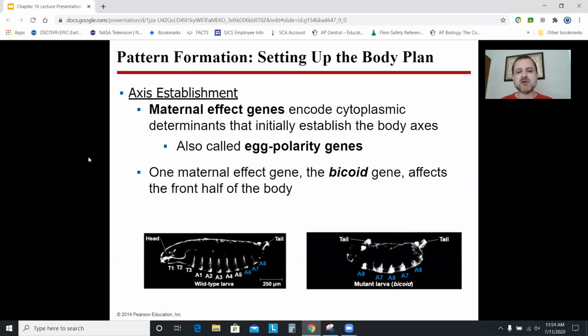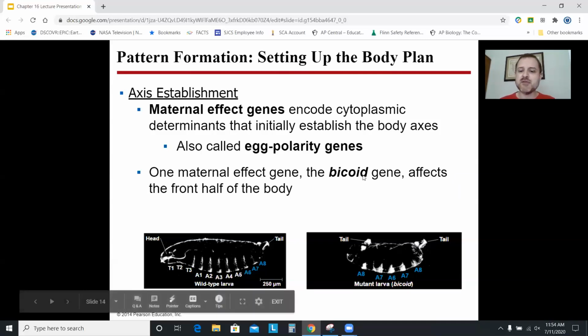Axis establishment. So maternal effect genes, maternal effect refers to the egg, right? These are genes that code for the cytoplasmic determinants that help establish body polarity, like where's the head, where's the thorax, where's the abdomen. One type is called the bicoid gene.